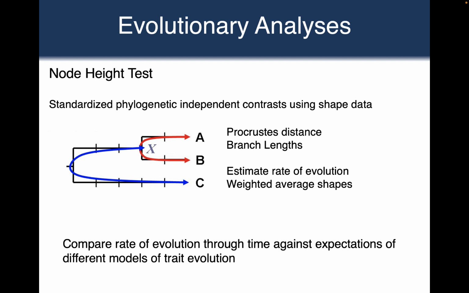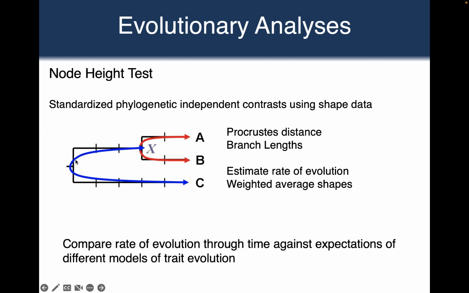So that was some of our basic analyses of understanding the variation in the group. The next thing we wanted to do is take a more evolutionary approach. We did something called a node height test. A node height test relies on calculating standardized phylogenetic independent contrasts. Traditionally, phylogenetic independent contrasts use univariate measurements where you calculate the difference between tips or between nodes. If you know the branch lengths, you can in essence calculate how much trait evolution had to have occurred on these branches to result in the differences you're seeing in the taxa, which is an estimate of the rate of trait evolution.